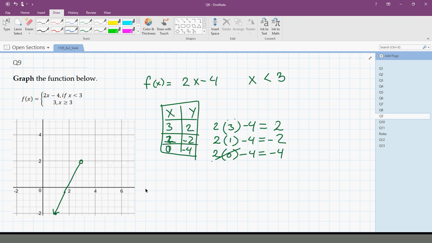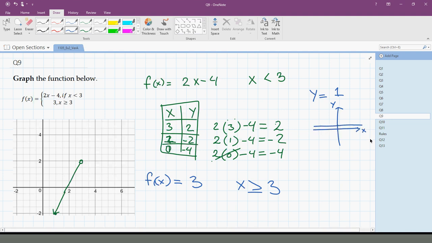Now the other function is f of x equals 3, and the restriction goes when x is greater or equal to 3. So when we have only a number, we're going to say y equals 1, right? And we have a graph. That means I have to go to my y-axis, and at 1, I make a horizontal line. That is what is happening here. It's only one value. So I'm going to go to 3, and I'm going to graph it right there. But they only want the numbers that are equal or greater than 3.